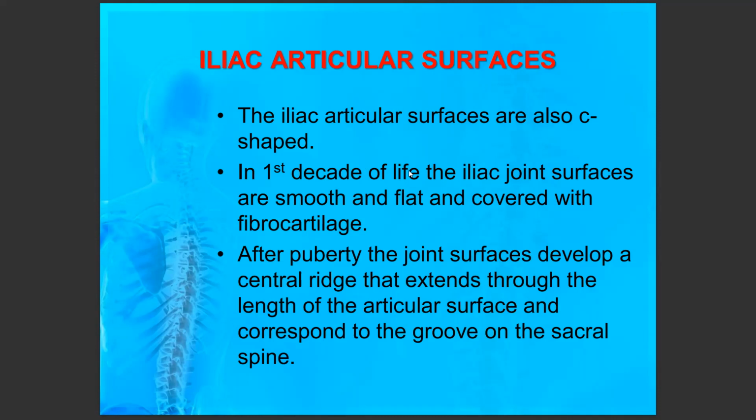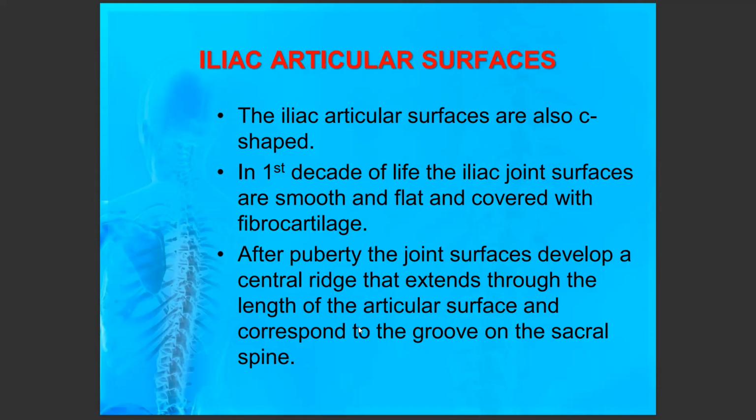In the first decade of life, that is the first 10 years, the iliac joint surfaces are smooth, just like the sacral articular surfaces, and they are flat and covered with fibrocartilage. But after puberty, throughout adult life, the joint surfaces develop a central ridge that extends throughout the length of the articular surface and corresponds to the groove or depression on the sacral surface.